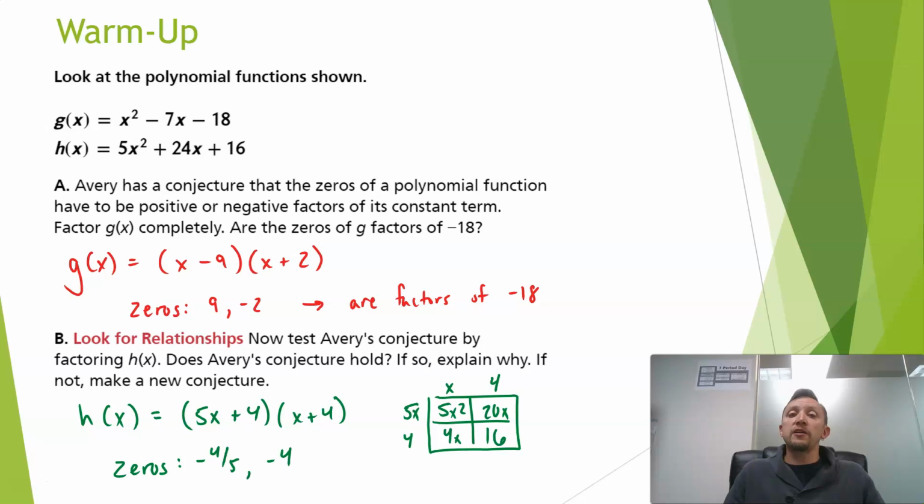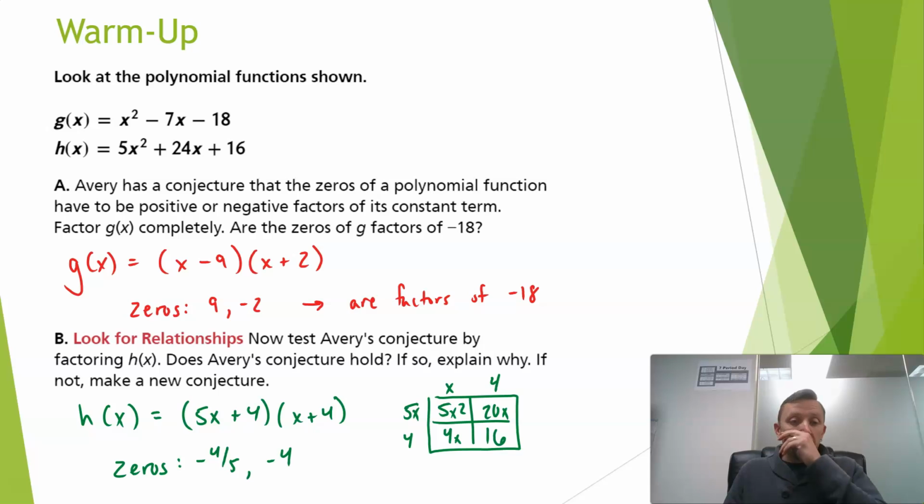All right, so then you find your zeros. We set each of those factors equal to 0 and solve, and we would get a positive 9 and a negative 2, which those are factors of negative 18. So maybe Avery's conjecture is true. Let's look at the letter B.